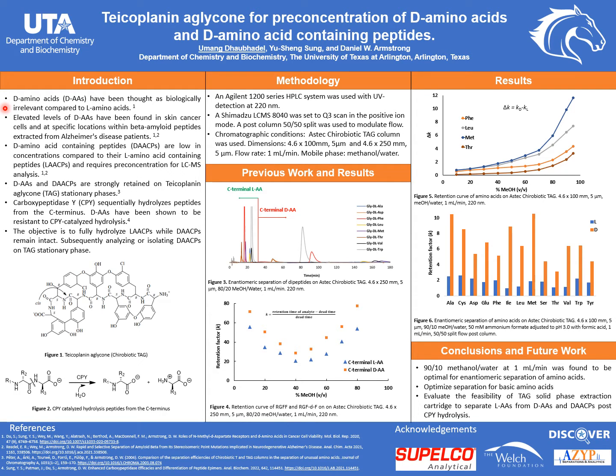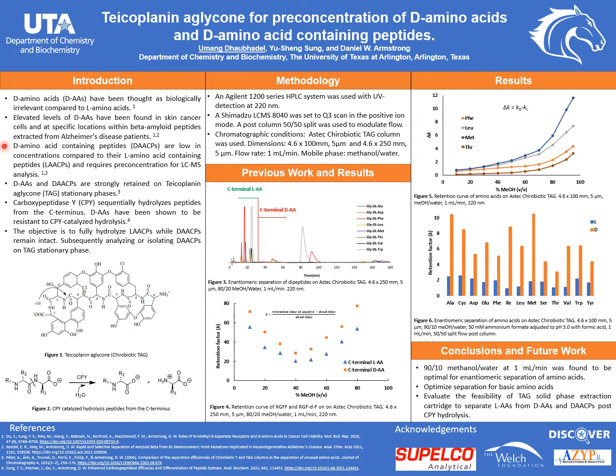D-amino acids have been thought of as biologically irrelevant compared to L-amino acids. However, recent studies have shown that there are elevated levels of D-amino acids in skin cancer cells. Another example is the presence of D-amino acids at specific locations within the beta amyloid peptides extracted from patients with Alzheimer's disease. D-amino acids and D-amino acid containing peptides have a low concentration compared to their L counterparts. This is the reason why we do pre-concentration for analysis.